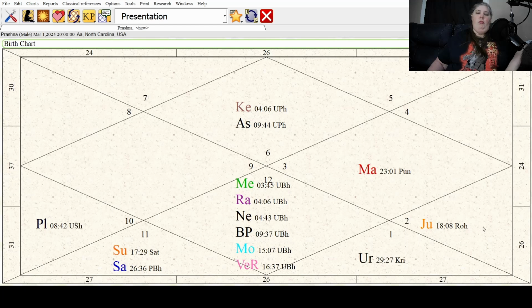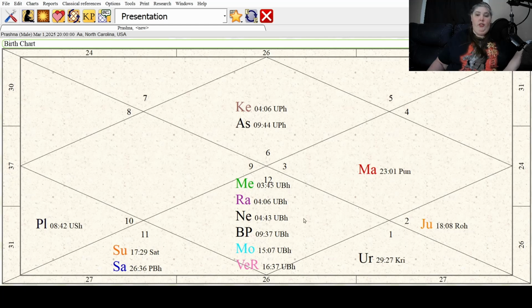So, this 9th house is father figures. It's your mentors, your teachers. It's higher education. It's religion, philosophy, the law, counseling. It's long distance travel, pilgrimage. It's your luck and your fortune. It's also publishing.